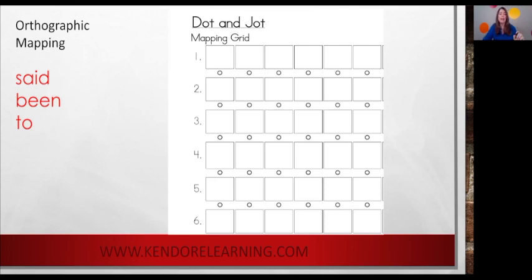Okay, so if I had the word said over here, if I was teaching said, then what would happen is I would have to have it written for the kids to analyze. So I might put this up on the board just like this. I would write, maybe we're going to work on said, been, and to. And those are the 3 words that we're working on this week. And then I would say, okay, we're going to analyze it because these are criminal words. There's some part of these words that are breaking the rules. So we would say, how many sounds do you hear in said?